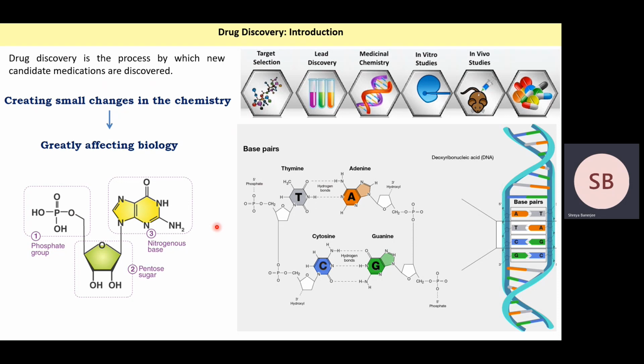Now we'll briefly look into the chemistry of DNA. So as you know, DNA is a polymer of nucleotides, and each nucleotide consists of a 5-membered sugar. Since it is 5-membered, it is called a pentose sugar. Also, there is a nitrogenous base and a phosphate group. Now, this nitrogenous base can be of 4 types: adenine, thymine, guanine, or cytosine.